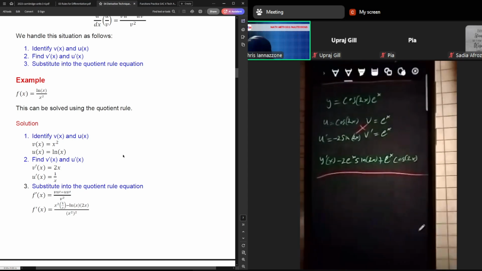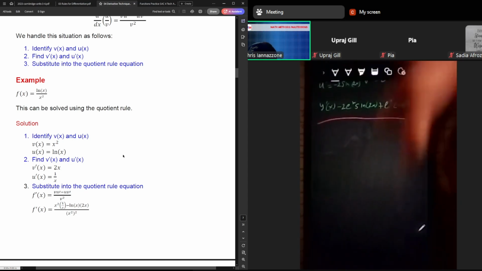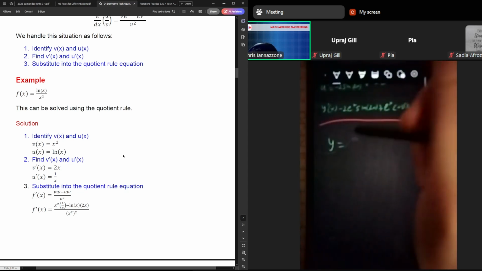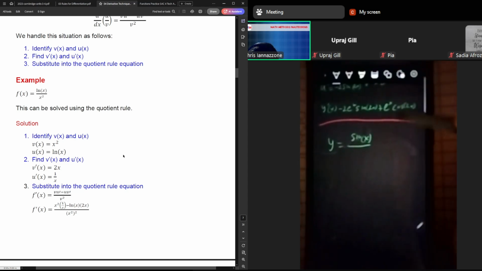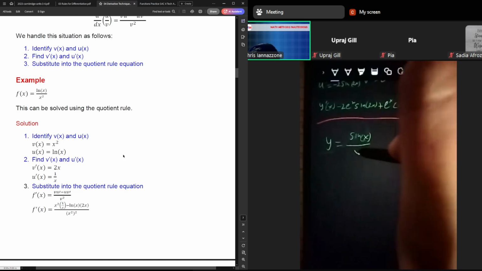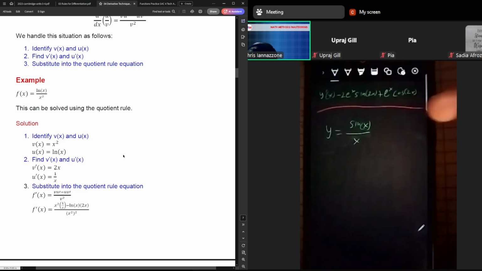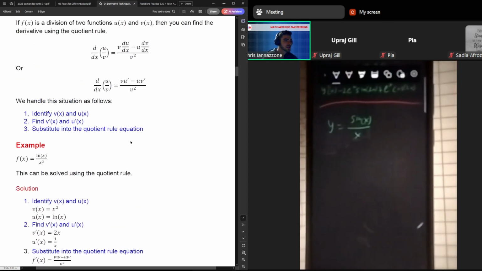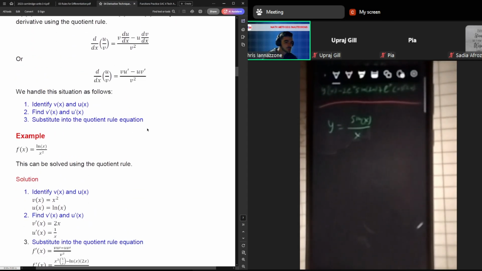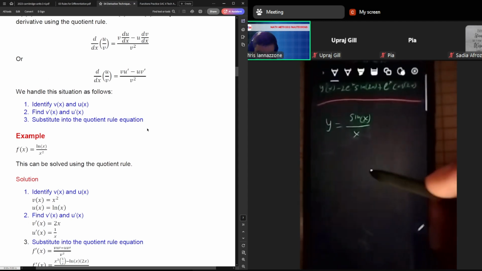Alright, let's make up a few more examples. Y equals sine... Oh, I was going to do something cheeky. We'll save that for later. Y equals sine x over x. Okay. That's our function. What are we doing with it to find its derivative?